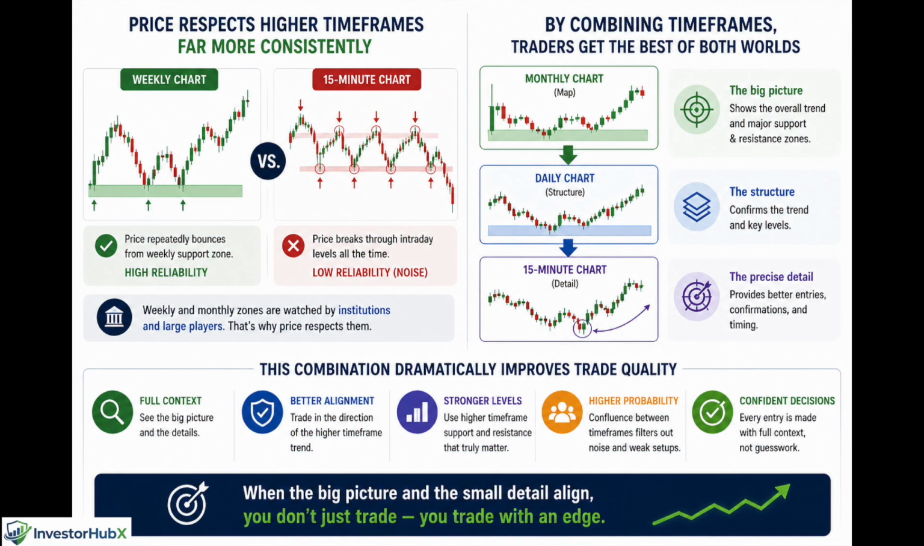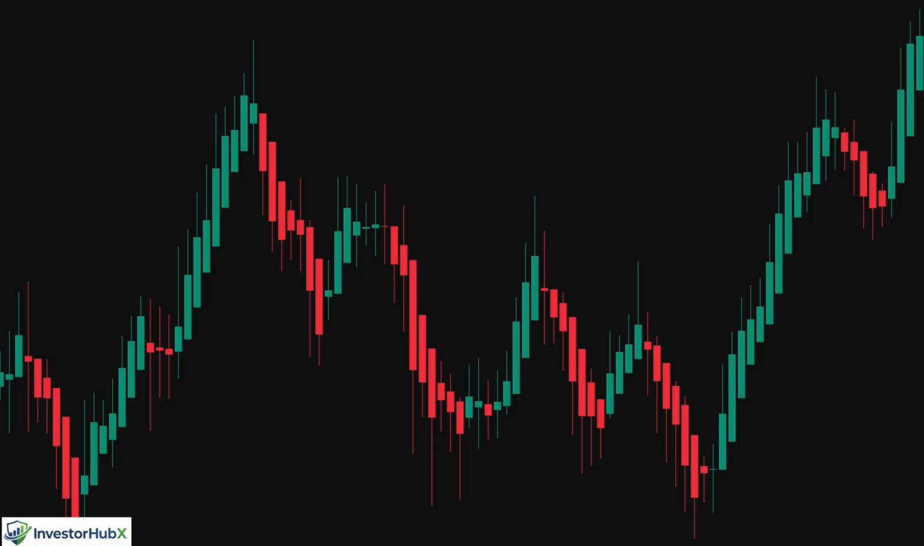Price respects weekly and monthly support zones far more consistently than it respects levels that only appear on a 15-minute chart. By combining time frames, traders achieve something neither chart could deliver on its own. They gain awareness of both the big picture and the precise detail. This combination dramatically improves trade quality, because every entry decision is made with full context.